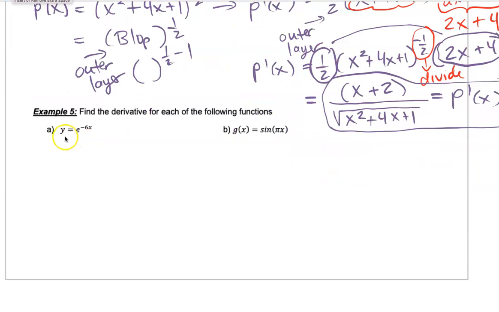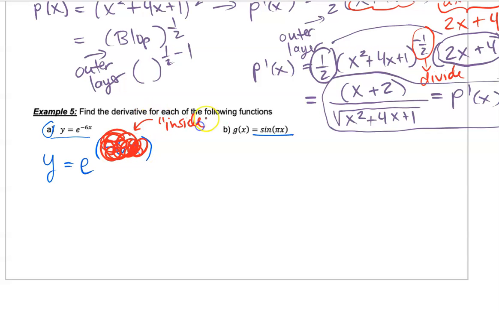Now, last but not least, we're going to end with some transcendental functions, an exponential and a trig, where they are the outside layer. So notice in example 5, part A, I have e being raised to the power of negative 6x. So in this case, the inside, if you will, is the exponent. So the inside of an exponential function is the exponent. So this would be where my BLOP would be hiding, or not so much hiding, it's right there in our face. So I need to think of this function as e to some BLOP.